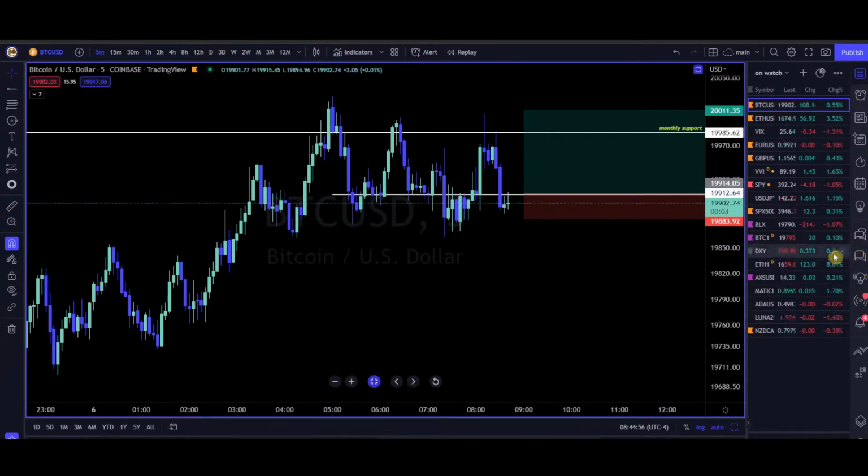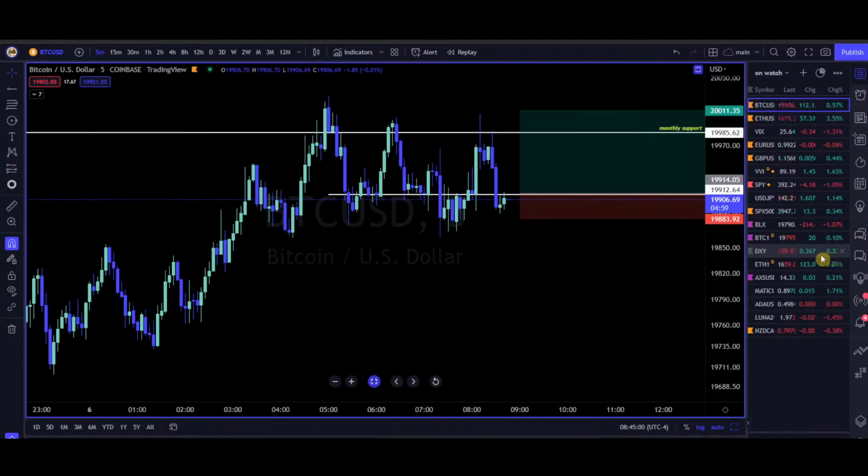But we've seen the dollar do this before, right? We've seen the dollar trade up and then roll over. It's less likely because it is very, very bullish.